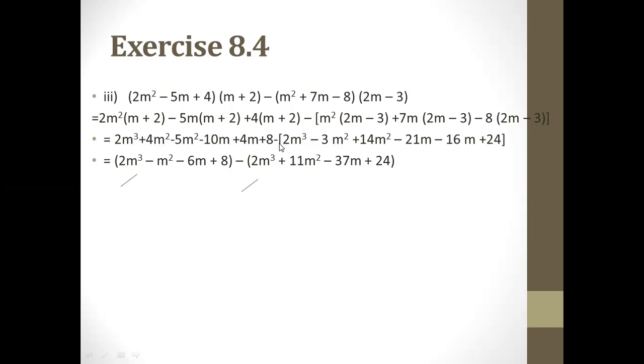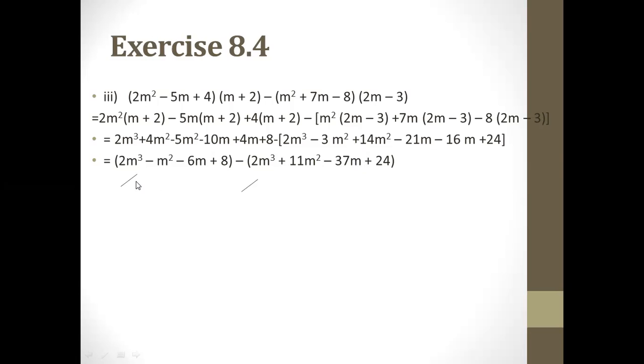Now open the bracket, negative sign and bracket, so 2m cube as it is, again here is m square and m square, so plus 14 minus 3, again we subtract 14 minus 3, 11, and we put the sign of the greater number, plus 11m square. And here minus 21, if both are negative, so we add them but put the sign of minus, so 21 and 16, 37, and plus 24 we copy as it is.